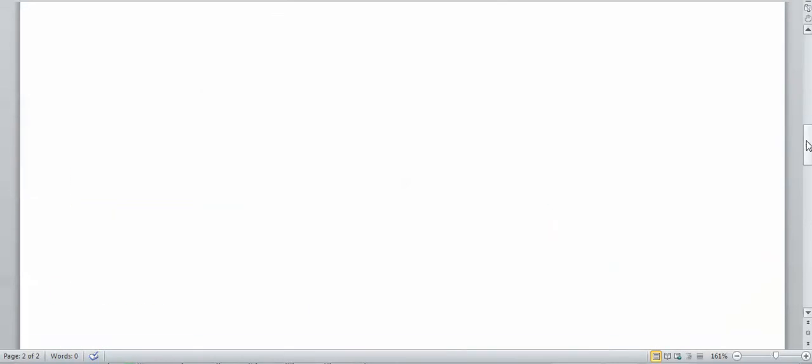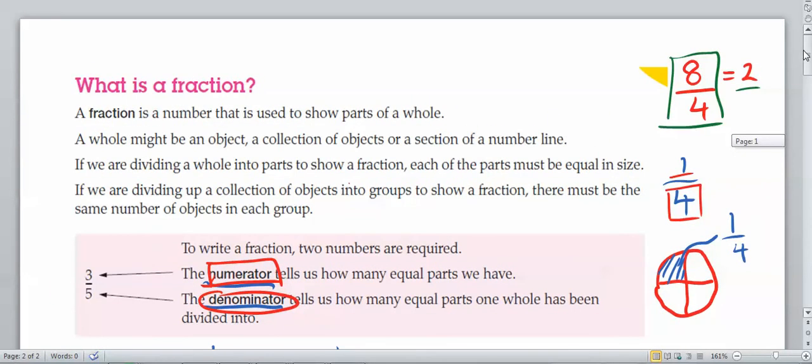So first of all, just to recap. What is a fraction? It's a number used to show parts of a whole, 3/5, 1/2, whatever. A whole object, though, can be a fraction. So if we've got 8 over 4, then that is equal to 2. When simplifying fractions, you would always use the whole number if you can.